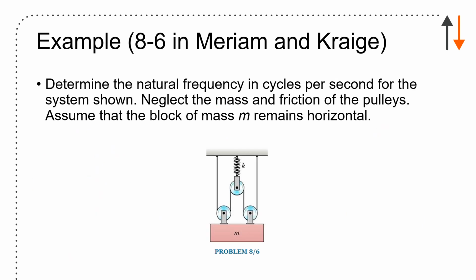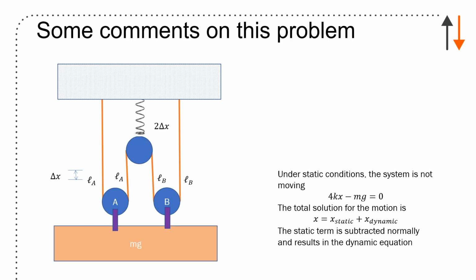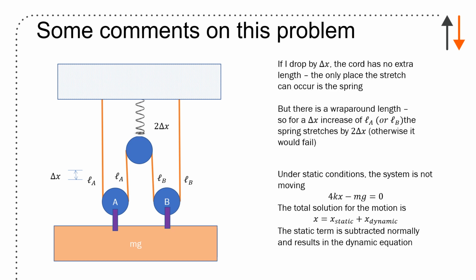I wanted to do one example from Meriam and Craig. This is 8.6. Determine the natural frequency in cycles per second for the system shown. Neglect the mass and friction of the pulley and assume that the block of mass m remains constant. So if I draw one of my drawings of this, I know under static conditions the system is not moving. If I drop by delta x, the cord has no extra length. And the only place that the cord can stretch is the spring.